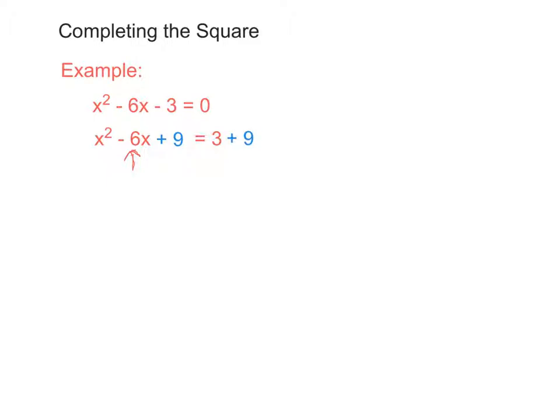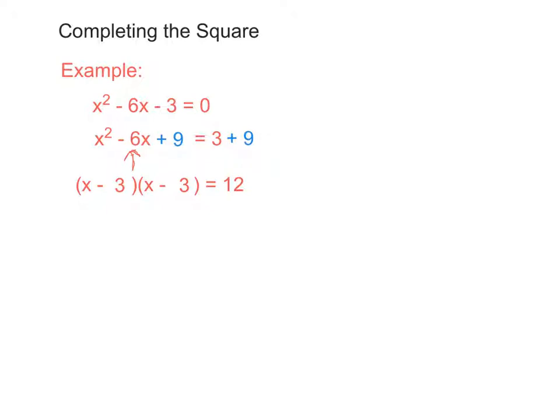Well, now if I try to factor the left side of the equal sign, I notice that I've got a plus 9. So that tells me both my signs are going to be the same. And then I look at the middle term, I've got a minus 6. So that means both signs are going to be negative. So now I look, what are the factors for 9 whose sum is equal to 6? Well, it's obviously 3 and 3. 3 times 3 is 9. 3 plus 3 is 6. So now I have x minus 3 times x minus 3 is equal to 12.